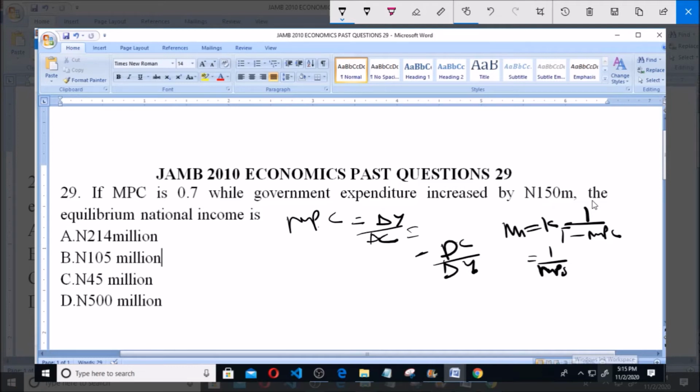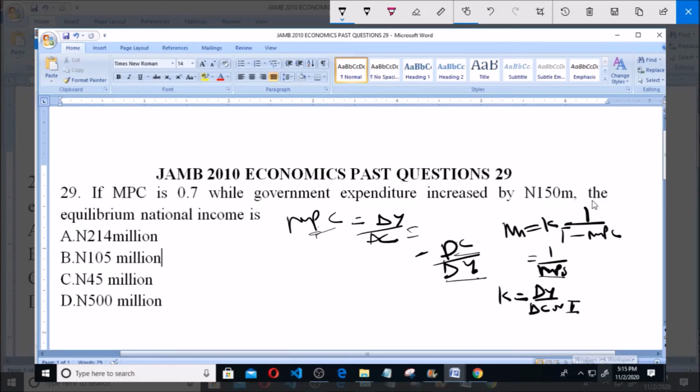Then we have another formula for the multiplier as well, which is K equals change in income over change in consumption or investment. So where K is the multiplier, MPC is marginal propensity to consume, and MPS is marginal propensity to save. Then C is changes in consumption, and Y is changes in income.